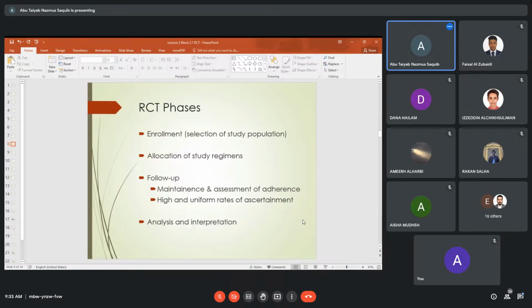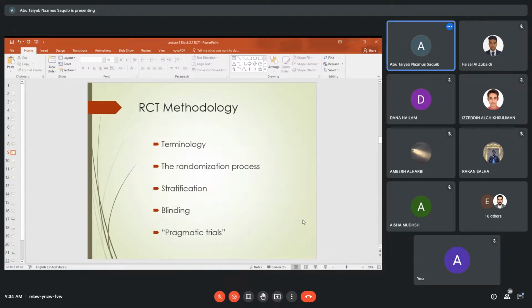And then once the follow-up is done, you have to analyze the data and interpret the result. So these are the broader phases of the randomized control trial. We want to hear about RCT methodology. We will learn about the terminology, randomization process, stratification, blinding. We'll talk about the pragmatic trial, but the first four are very, very important. Okay.